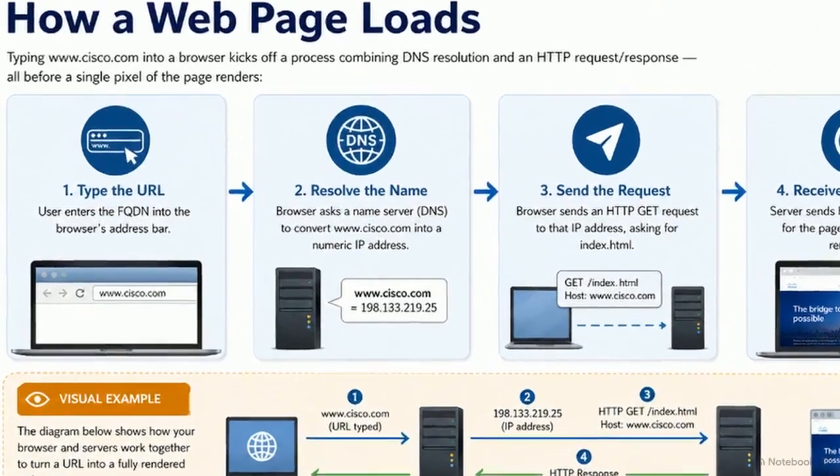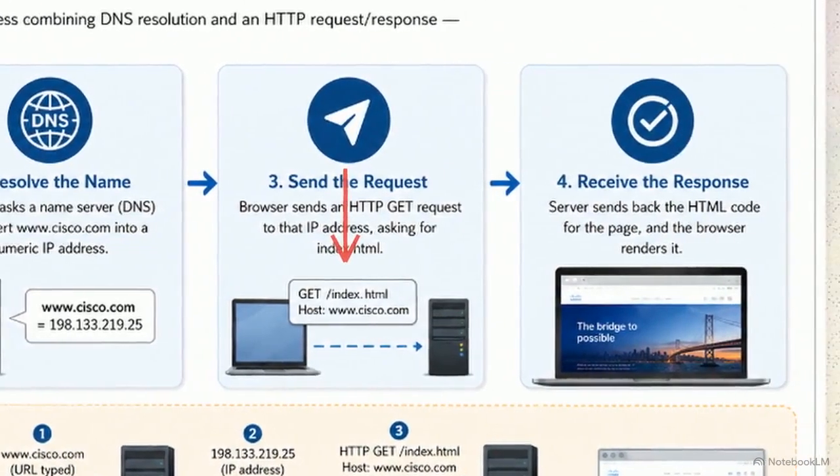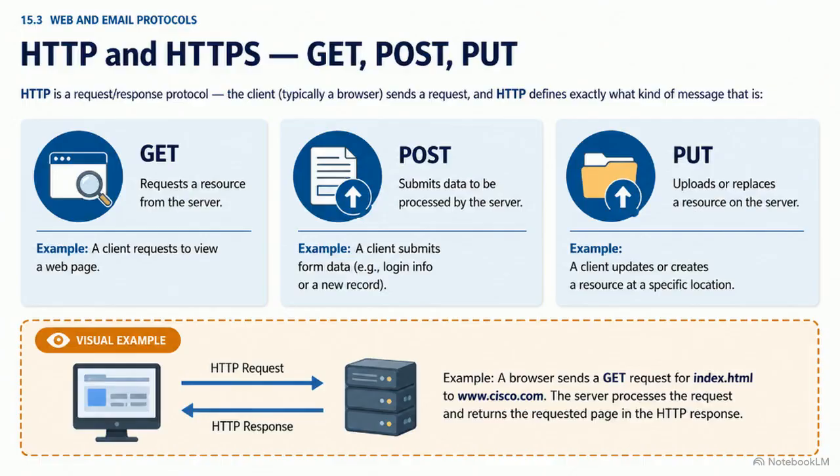After a user types a URL, the browser queries a DNS server to resolve the domain into an IP address. Only then does it initiate an HTTP GET request to that specific numeric location. HTTP defines strict types of requests, detailed here. The browser uses GET to retrieve data like an HTML page. POST is used to submit form data, and PUT uploads resources directly to the server.